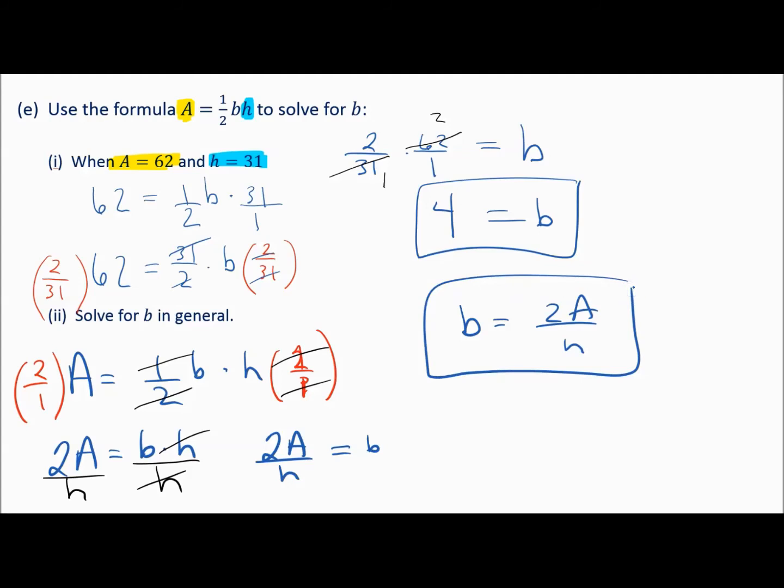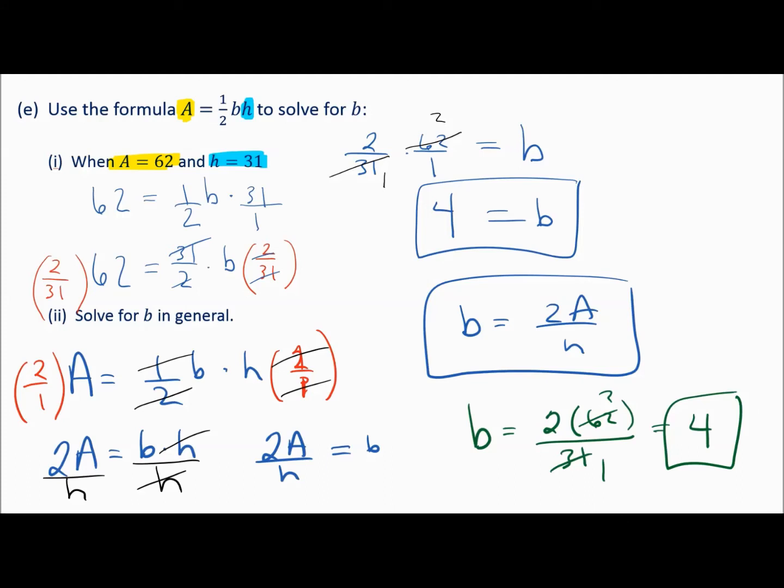Now if I revisit my problem number 1 here, when they asked us to plug in 62 and 31, if I had already solved for B, then I would say B is equal to 2 times A, which was 62, over H, which is 31. Okay, 31 goes into 62 twice, and you get 2 times 2 is 4. So that is a much easier solution, but you'd already done the hard work over here when you solved for B.